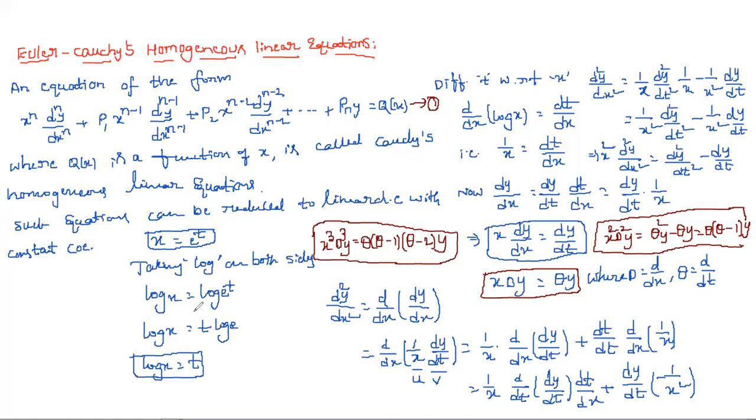Okay, only these modifications have to be made in Cauchy's equation. In the same way, next, Legendre is also the same pattern. That one we'll see next class. So now we see the problems on this. First problem. Solve x square d square y by dx square minus x dy by dx plus y is equal to log x.